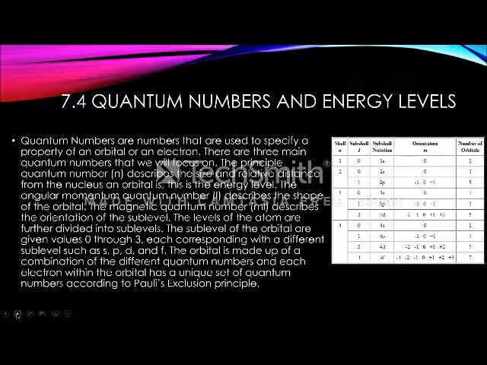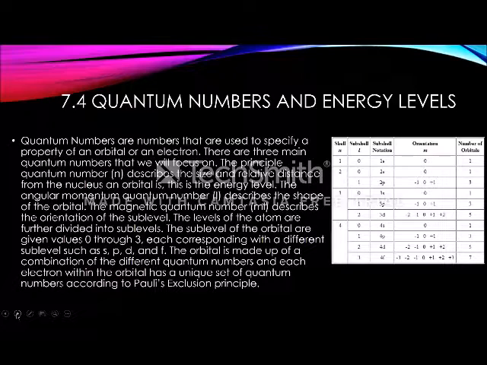Section 7.4, Quantum Numbers and Energy Levels. Quantum numbers are numbers that are used to specify a property of an orbital or an electron. There are three main quantum numbers that we will focus on. The principal quantum number, n, which describes the size and relative distance from the nucleus of an orbital. This is the energy level. The angular momentum quantum number, l, describes the shape of the orbital. The magnetic quantum number, m sub l, describes the orientation of the sublevel.